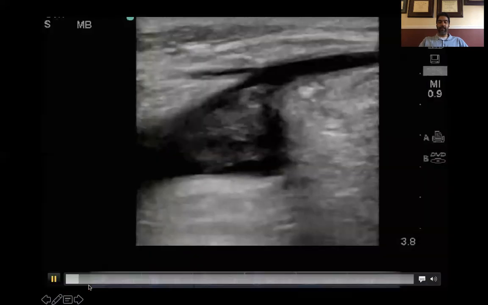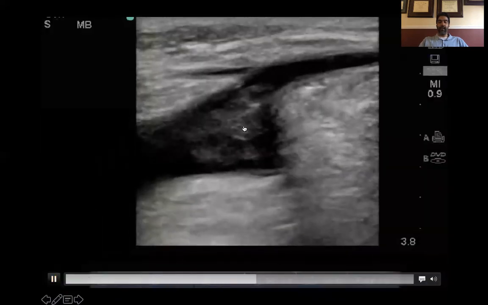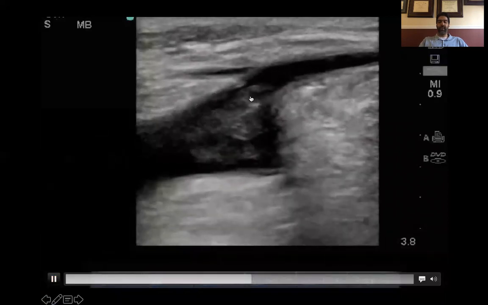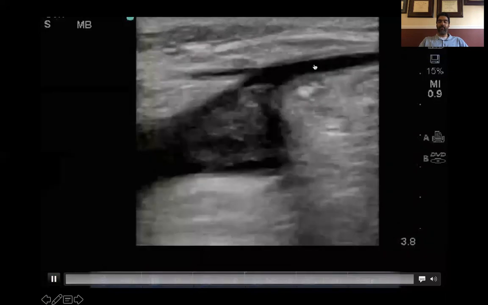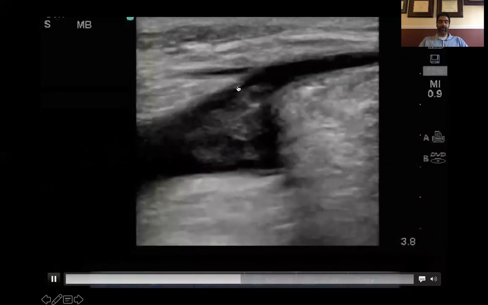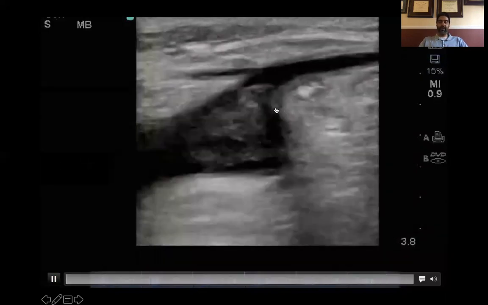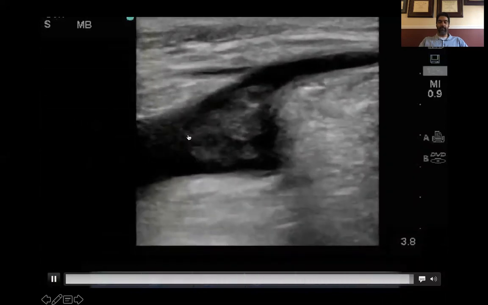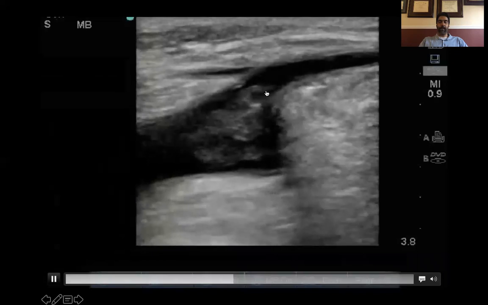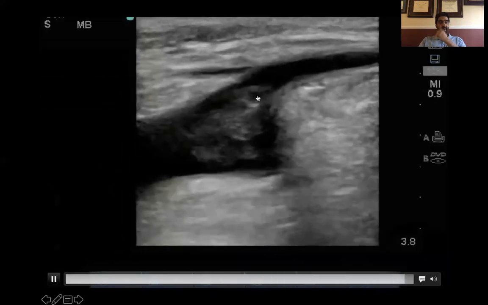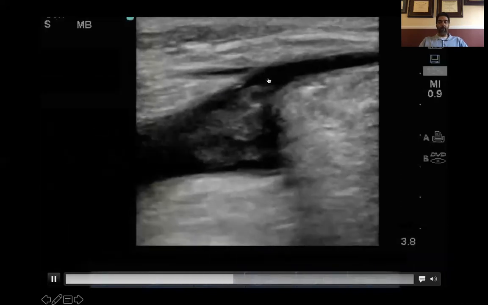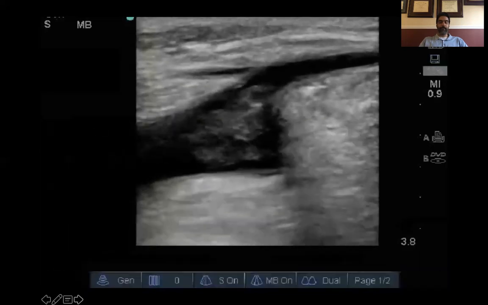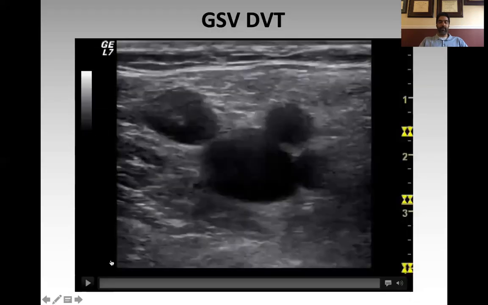So here's that same clot visualized in the long axis. So here's the common femoral vein. You can actually see this is the inlet point of the greater saphenous vein. So this clot actually originated at the greater saphenous vein. And if you look here, you can see there is a little valve fluttering. So this is a common femoral vein DVT that likely originated at the inlet of the greater saphenous vein. So if you see an abnormality, look at it in two planes.